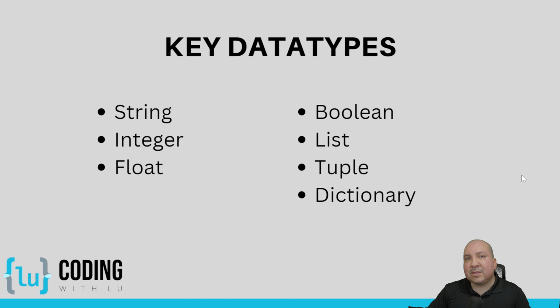Float is a decimal data type, right? There are other data types that exist that are very similar to float. But again, we're going to stick with float. That's the main one.